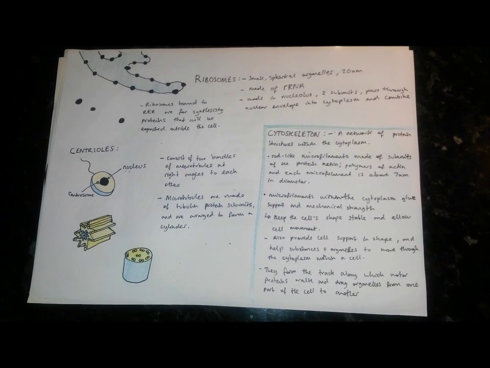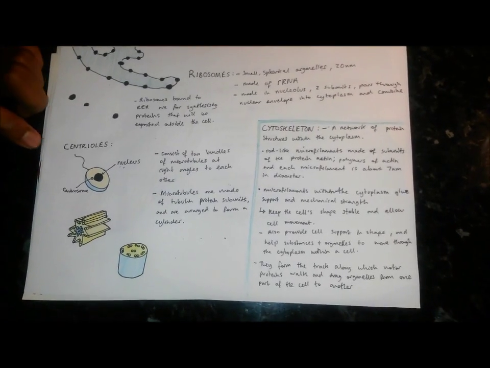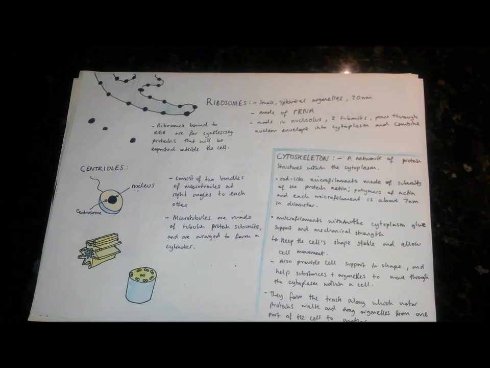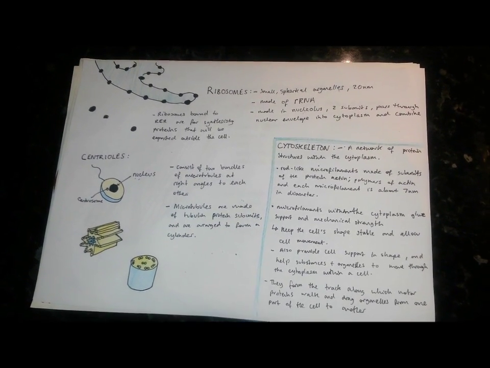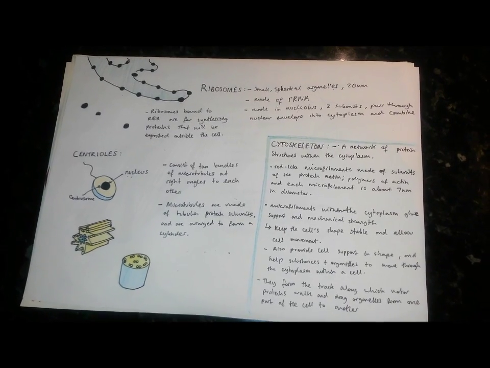Next we have centrioles. They consist of a nucleus and a centrosome. They consist of two bundles of microtubules at right angles to each other. Microtubules are made of tubulin protein subunits and are arranged to form a cylinder.